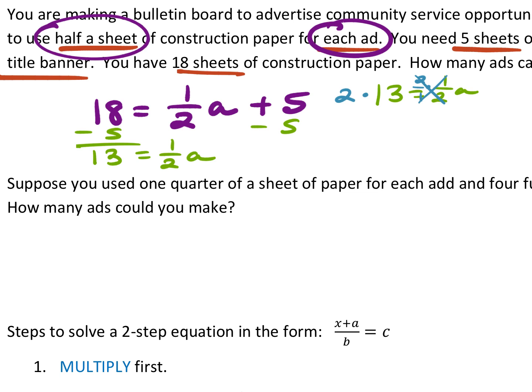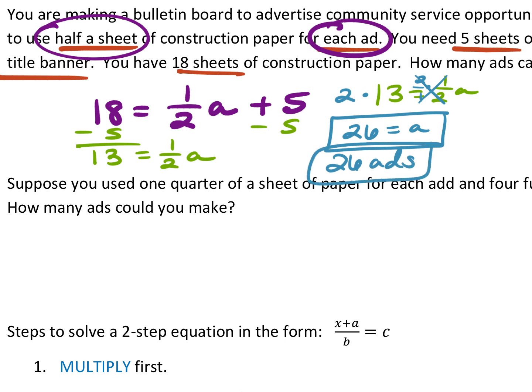So 2 times 13 is 26. So your A would be 26. So you can run 26 ads. Does that make sense? Yeah.